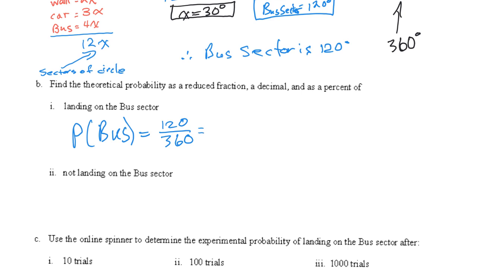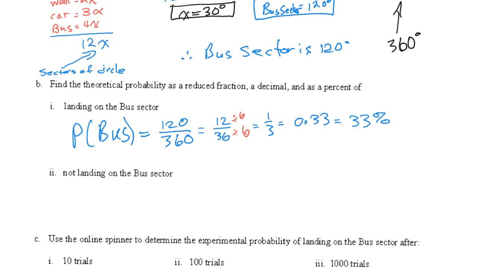Now, when you reduce that, you can divide by 10, so we get 12 over 36. And then 36 and 12 can both be divided by 12, which means our final answer is going to be 1/3, which is 0.33 when we calculate it on the calculator, which is 33%. And we're done.